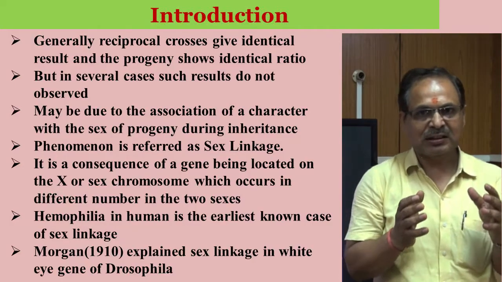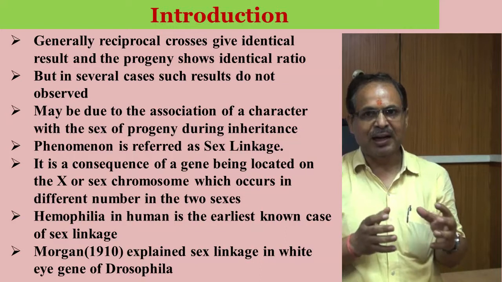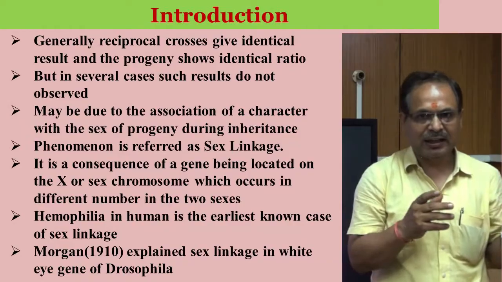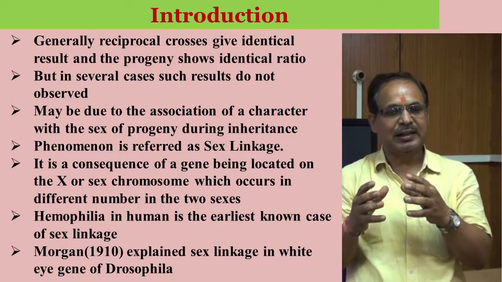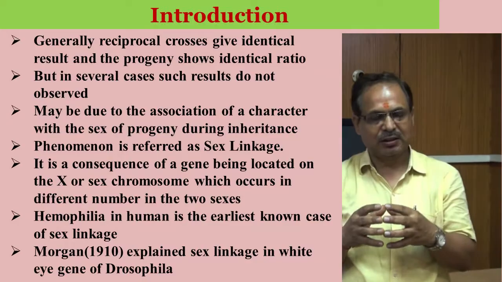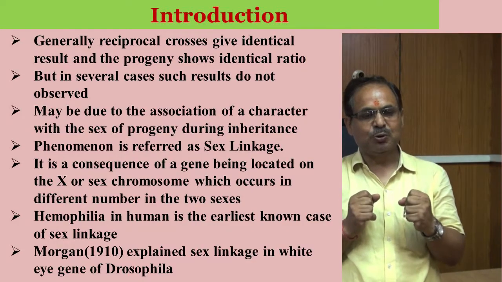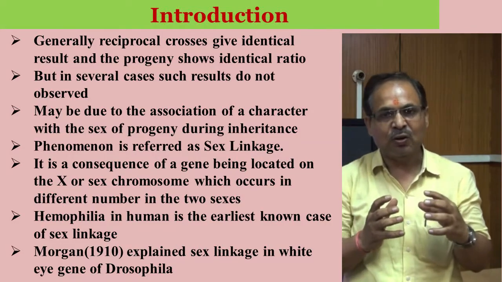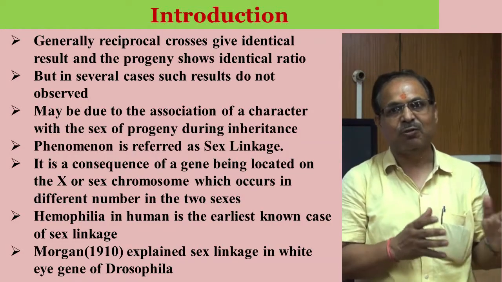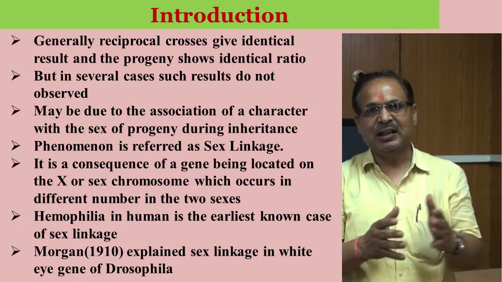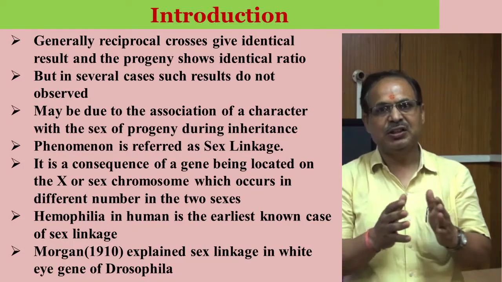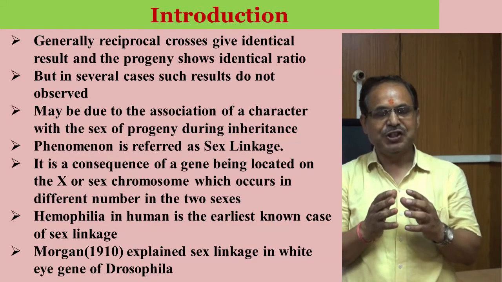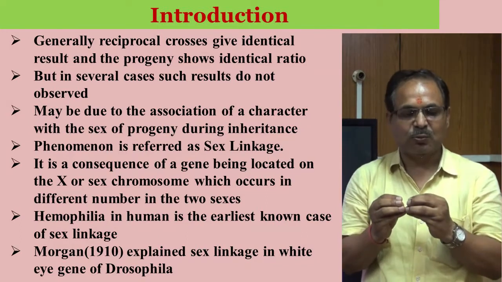So there is something behind it that inhibits the expression of these characters in the identical ratio or identical results. It may be due to the sex of the progeny during inheritance. Overall, this type of deviation from the normal segregation is referred to as sex linkage. It is the consequence of a gene being located on the X chromosome.